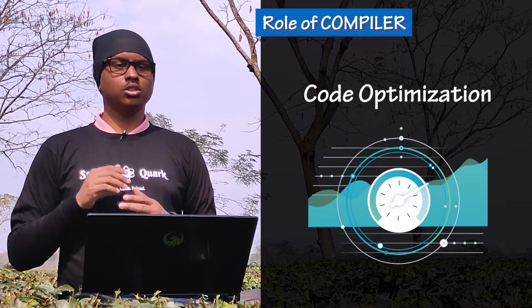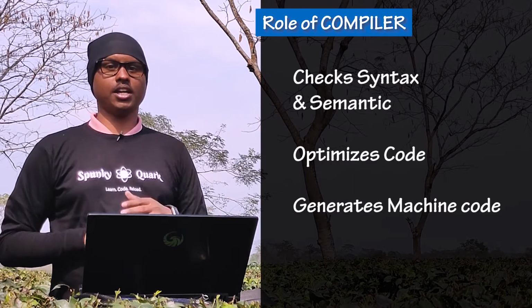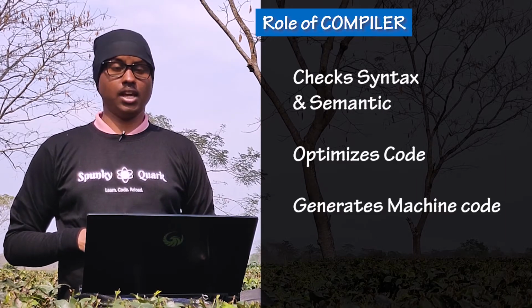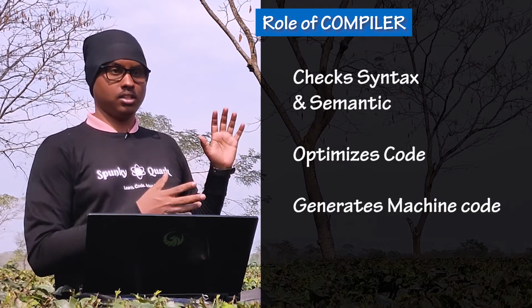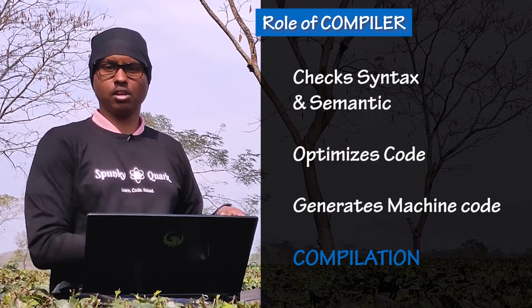Another thing that is done by some compilers is to optimize the code so that the code runs faster and better. The other thing that the compiler does is to generate the machine code, which is the main purpose of a compiler. All these points are implemented by the compiler, and together the term used for these is compilation. So compilation means the compiler doing all these things. This is how any high level or assembly level language can be converted into machine level language.